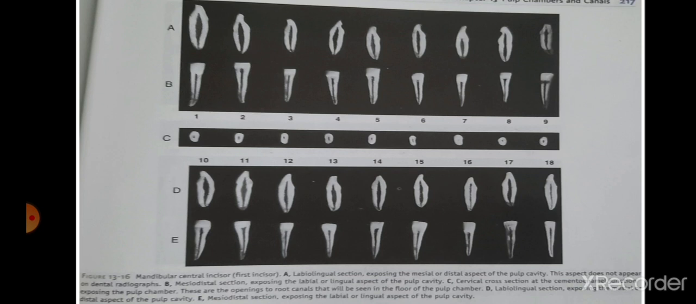The apical foramen may appear to exit at the apex. This is evident in figure 13.16, A1, 4, 6, 7 and 9, D10, 11, 12, 15, 16 and 18, or on the buccal aspect of the root. This is evident in figure 13.16, A2, 3, 5 and 8, D10, 13, 14 and 17.